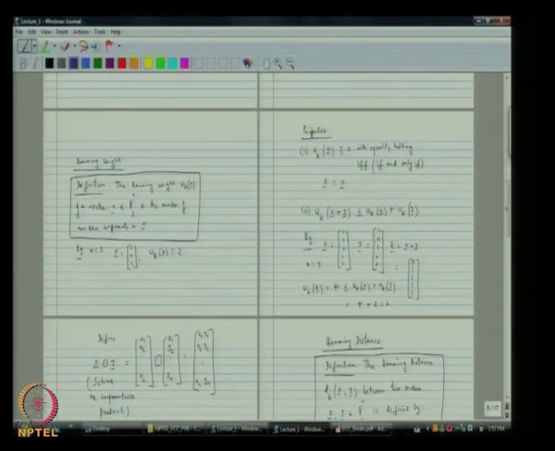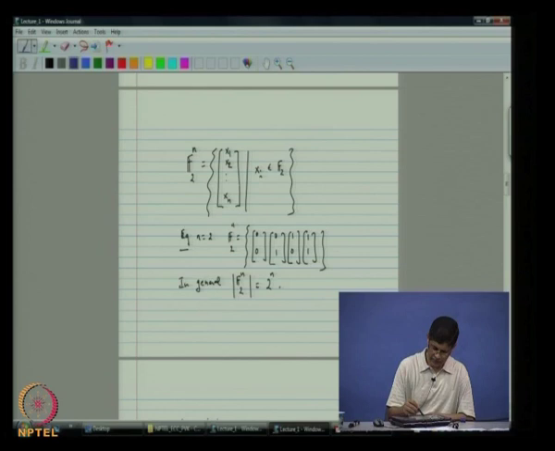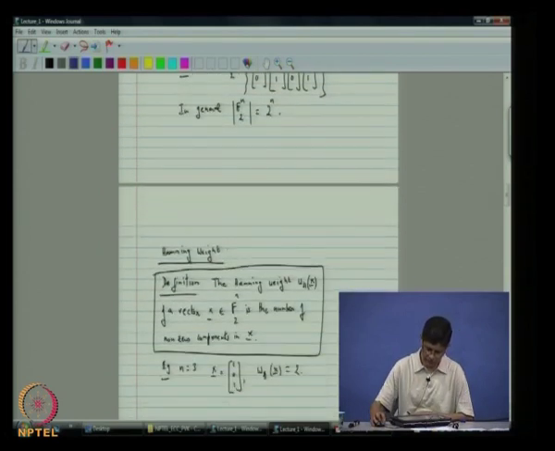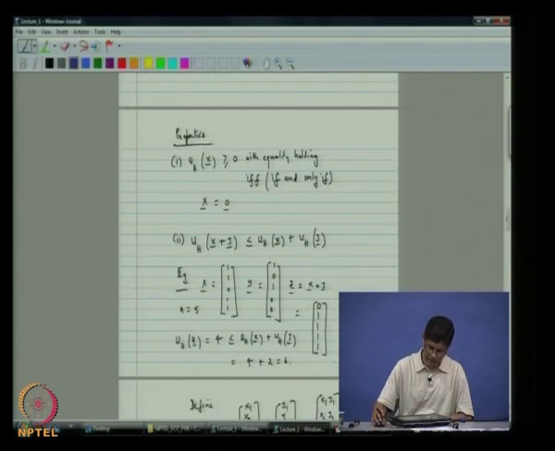Then we introduce some terminology, we introduce what is meant by the Hamming weight. The Hamming weight of a vector is the number of non-zero components in the vector. So, here you see the space of vectors where the symbols come from F2. I give you an example, and the Hamming weight is the number of non-zero components.